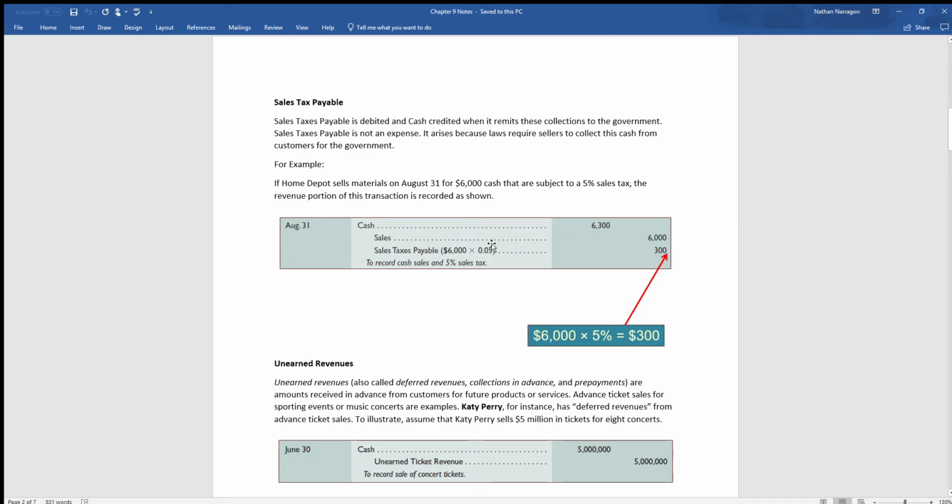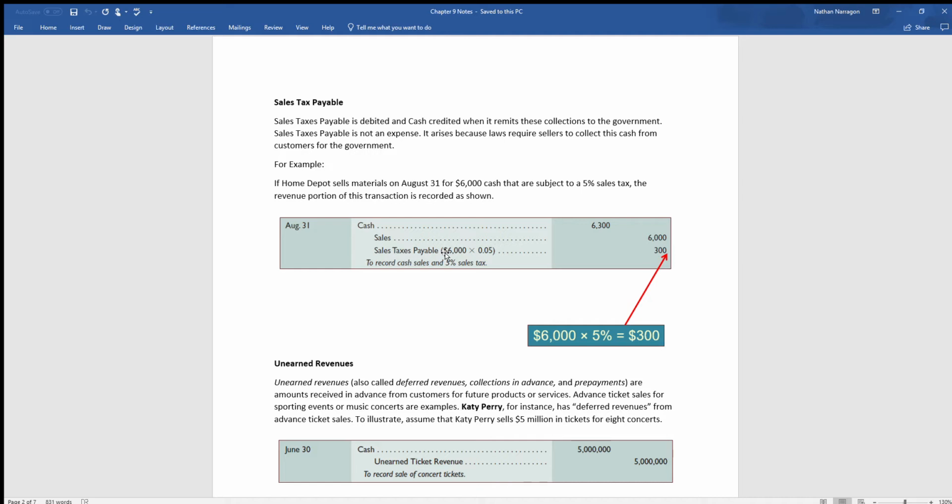First thing is sales. Sales is always going to be the actual material that we sell it for. And then we're going to have sales tax payable. Again, it's going to be 6,000 times whatever the sales tax rate is. So for us, 6,000 times 5% is 300. Add those two together and you get the cash that we should receive of 6,300.